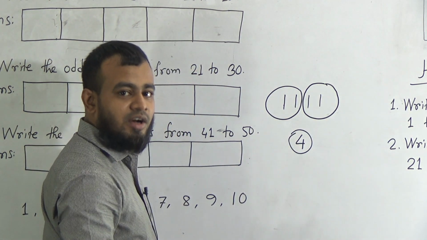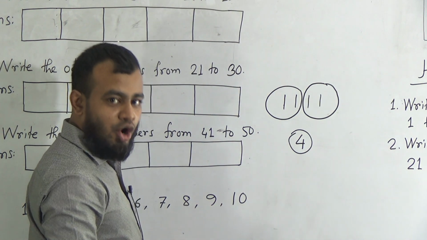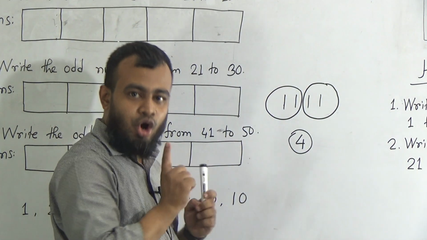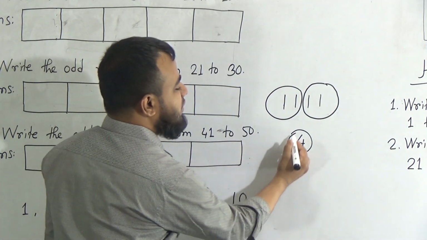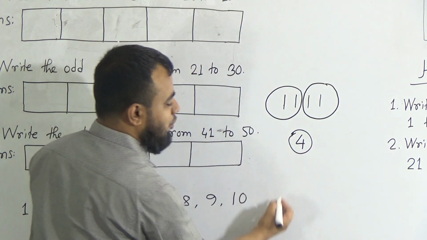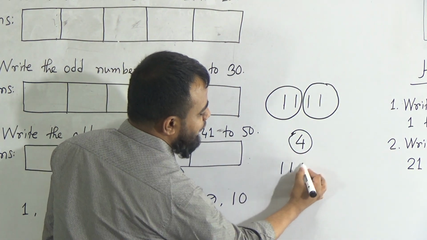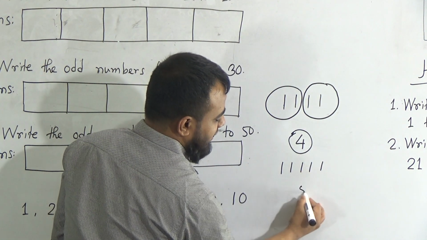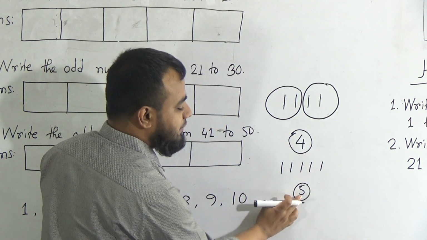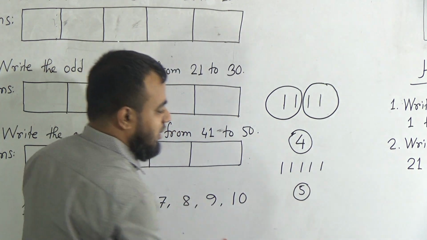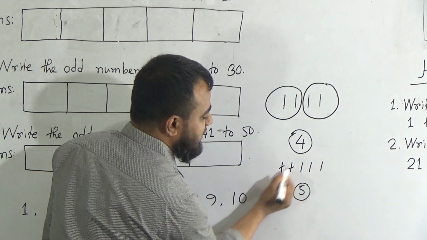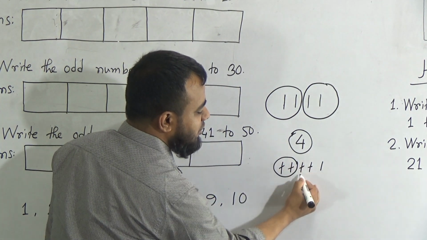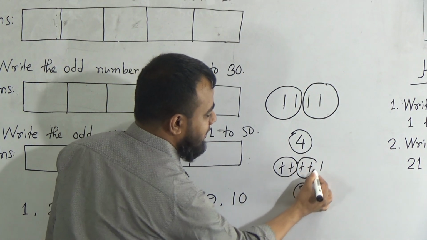Okay, the numbers which can't make a pair are odd numbers, but the numbers which can make a pair are not odd numbers. Now we have tested the number 4. Now we can test the number 5. 1 2 3 4 5 sticks are there. Is 5 an odd number? We need to check. These two sticks make a pair. Next, these two sticks also can make a pair.